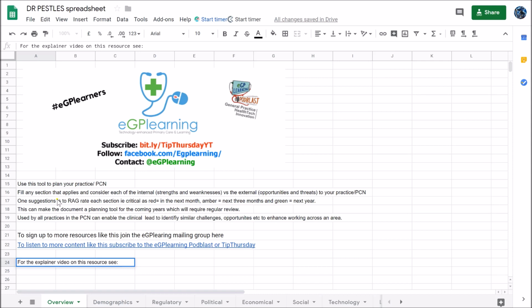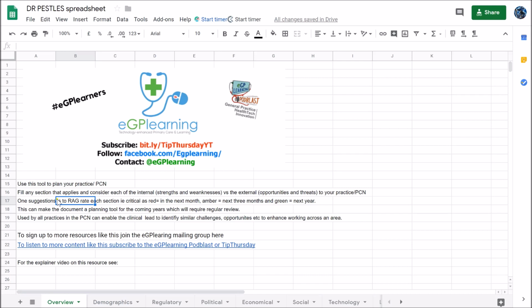I have suggested using a RAG rating for each particular area. The reason for that is often we are not great at prioritizing what we need to do. One way to tackle that is to identify, particularly visually, the areas that you need to focus on. What I would suggest in terms of prioritizing is that you have no more than 2 red categories per page, because otherwise you're going to get very bogged down in terms of what you need to do. And in terms of amber and green, make sure you discuss within your practice where exactly things sit.